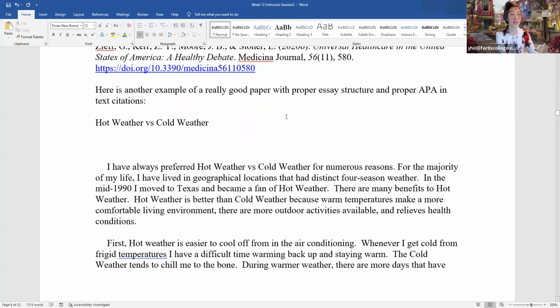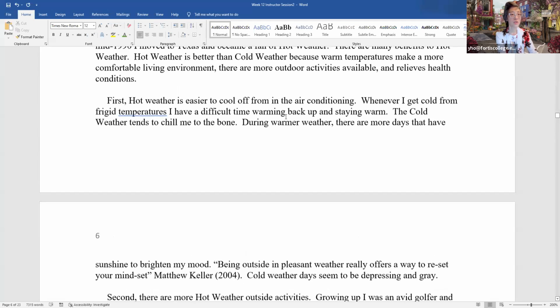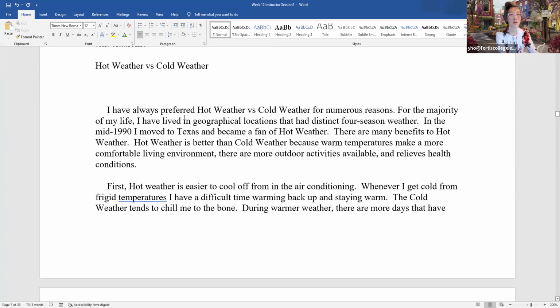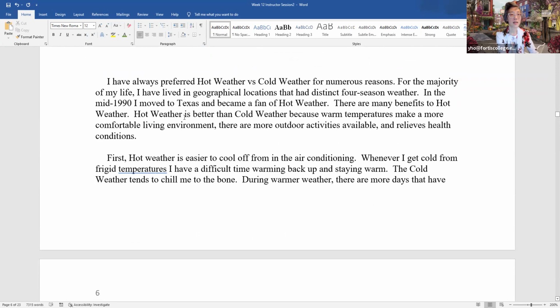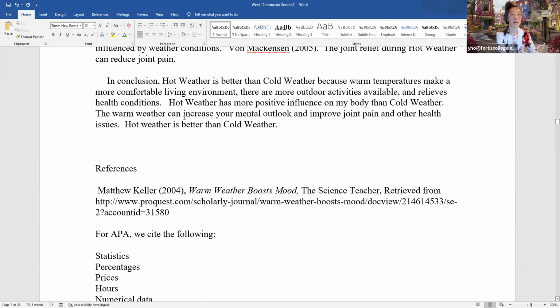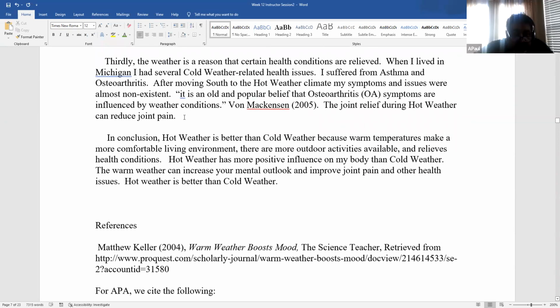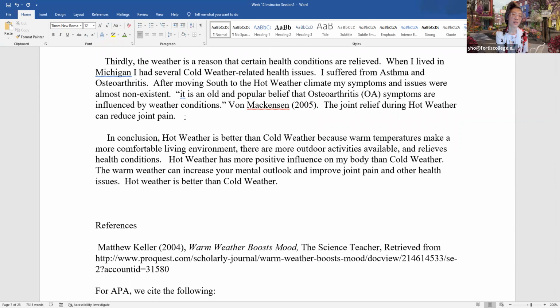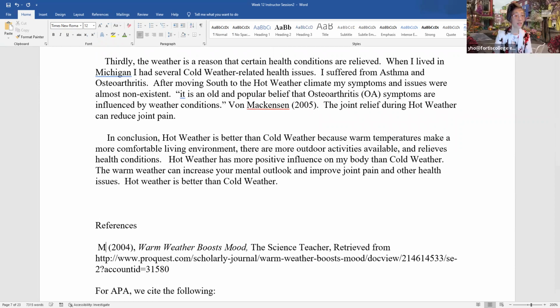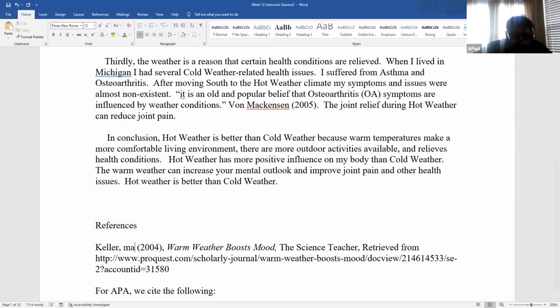Anyway, so here she has hot weather versus cold weather. Do we underline here? Does she have a good paper? I'll let you decide if this is a good paper, APA-wise. Well, it's not double spaced, and otherwise, let's see. Von Mackinson. What's wrong with the reference citation? Just a minor mistake. It's not capitals to start out with. On the Keller, down here, it should be Keller, Matthew. Yes. So just a very minor mistake.